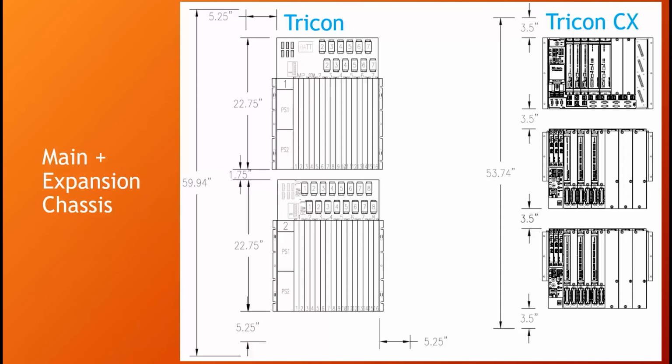So here's an example of a Tricon main and expansion chassis on the left, with a total of 13 slots for I/O, and Tricon CX on the right with a total of 12 slots for I/O. Notice they take up about the same amount of space, but you have a different number of chassis and a different number of slots.